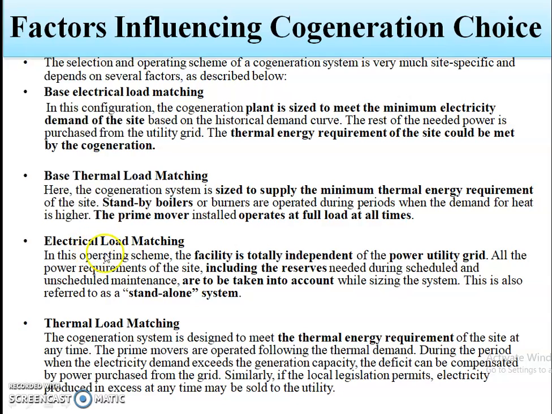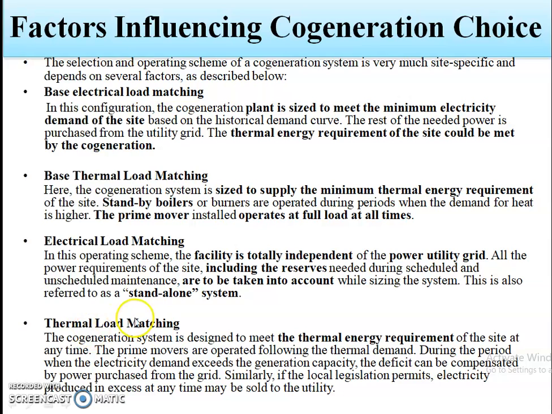The third one is electrical load matching. In this operating scheme, the facility is totally independent of the power utility grid. All the power requirements of the site, including the reserves needed during scheduled and unscheduled maintenance, are to be taken into account while sizing the system. This is also referred to as a stand-alone system.